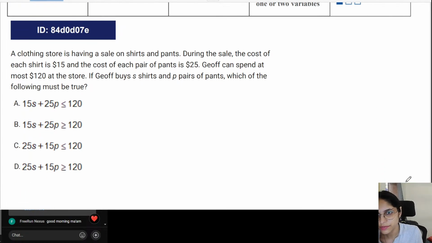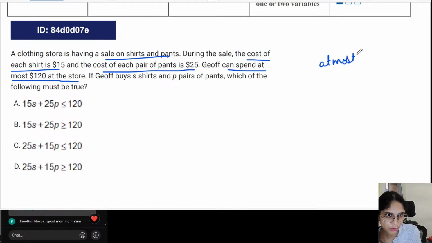A clothing store is having a sale on shirts and pants. During the sale, the cost of each shirt is $15 and the cost of each pair of pants is $25. Jeff can spend at most. So at most is the opposite of at least, and at most means less than or equal to. So it should be less than or equal to $120. S shirts will be 15S, P pairs of pants will be 25P. So 15S plus 25P should be less than or equal to 120.